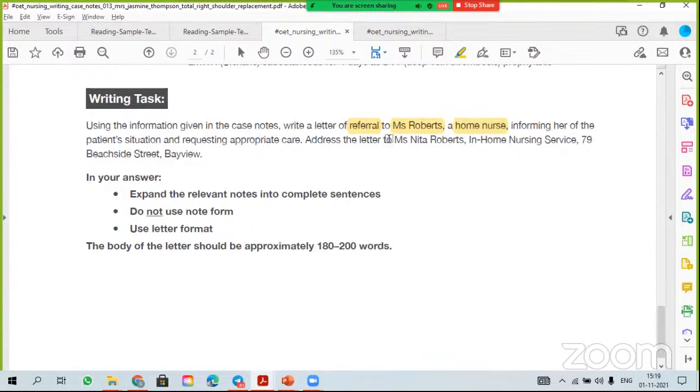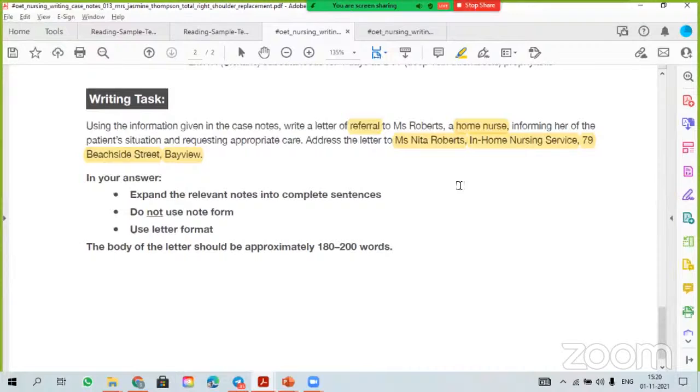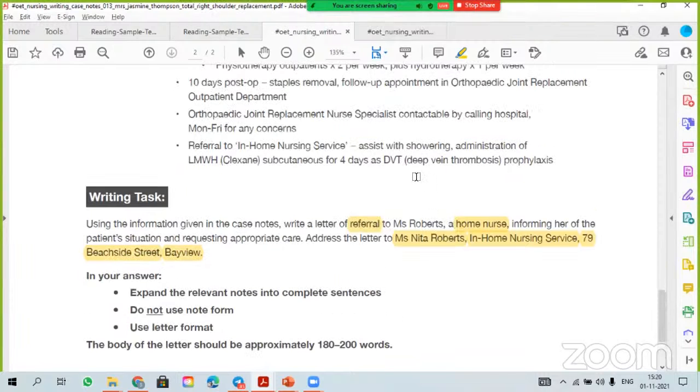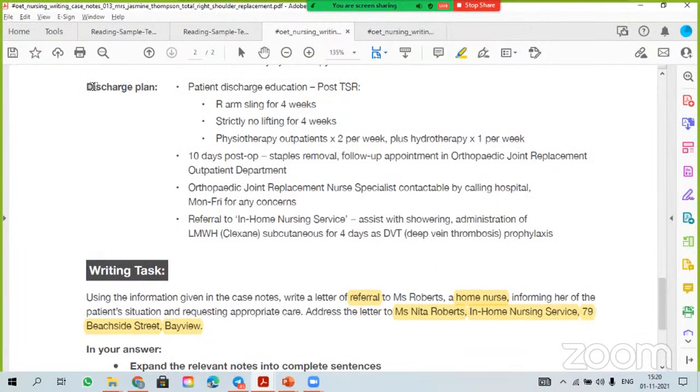And then home nurse. So the full name is Miss Neeta Roberts. So this can be removed. In-home nursing service, 79 Beachside Street and Bayview. So these are the things that you have to notice. So the next one. So discharge plan, which is very, very important.